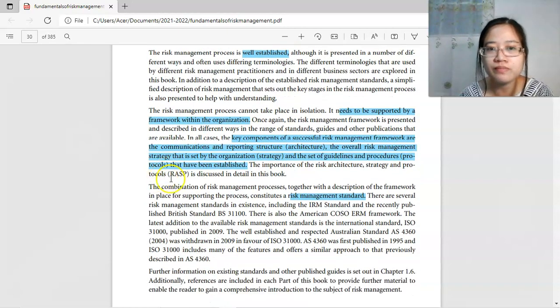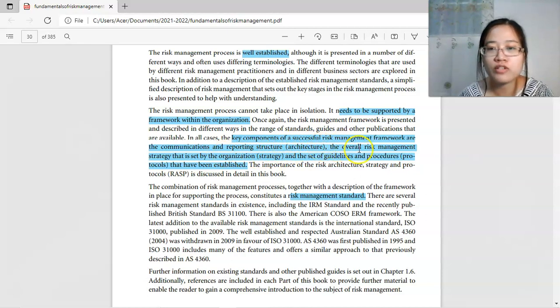Okay? Key components of a successful risk management framework are the communications and the reporting structure. Okay? Ito, very important din. Para saan pa na nag-risk management ka, nag-apply kayo ng risk management plan, tapos hindi nyo naman communicate na maayos yung nagiging results, diba? So, reporting, communication, it's very important. This is under ng architecture.